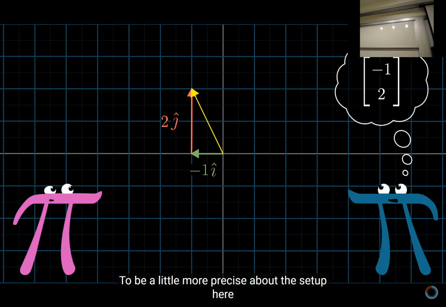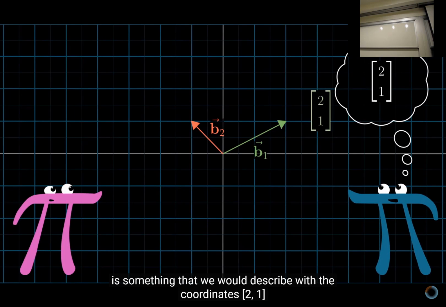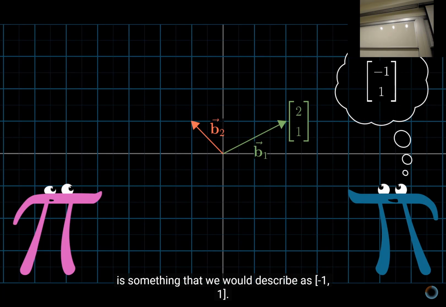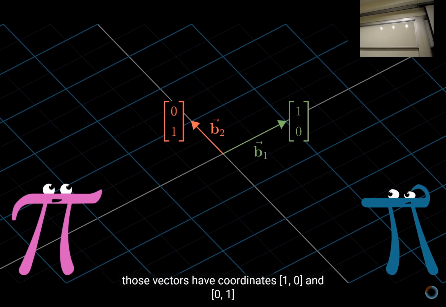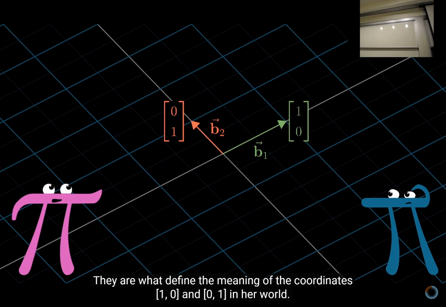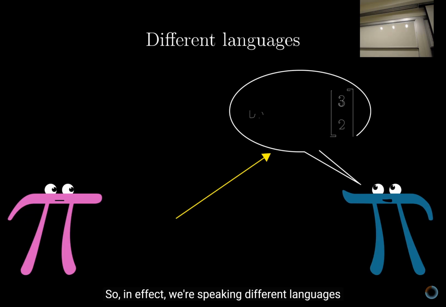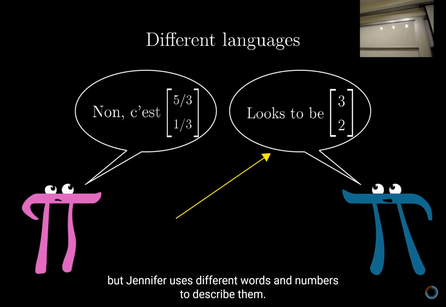To be a little more precise about the setup here, her first basis vector, b1, is something that we would describe with the coordinates 2, 1, and her second basis vector, b2, is something that we would describe as -1, 1. But it's important to realize, from her perspective, in her system, those vectors have coordinates 1, 0, and 0, 1. They are what define the meaning of the coordinates 1, 0, and 0, 1 in her world. So, in effect, we're speaking different languages. We're all looking at the same vectors in space, but Jennifer uses different words and numbers to describe them.